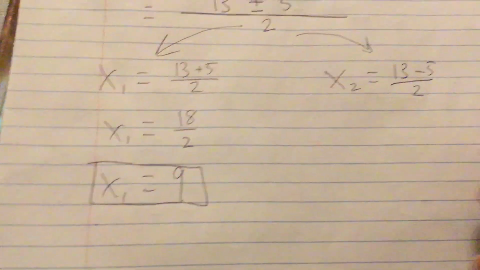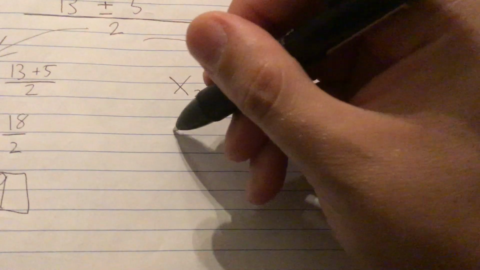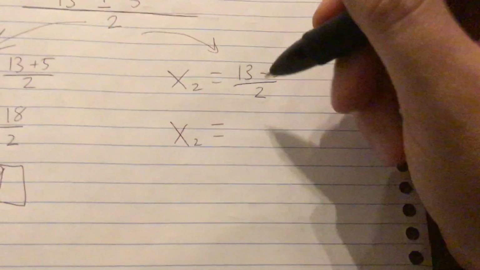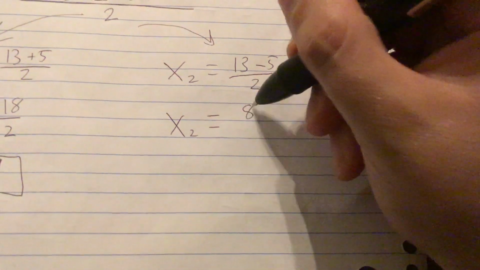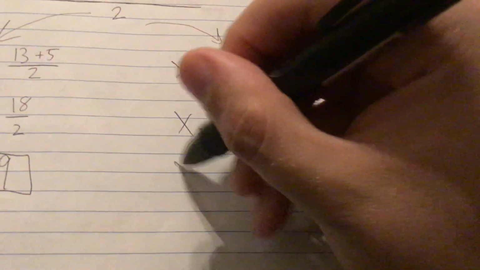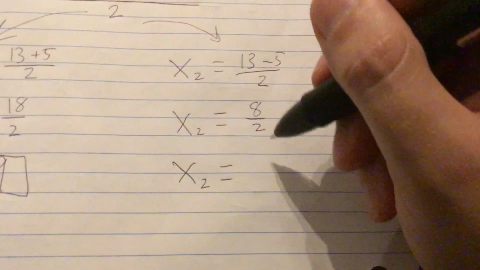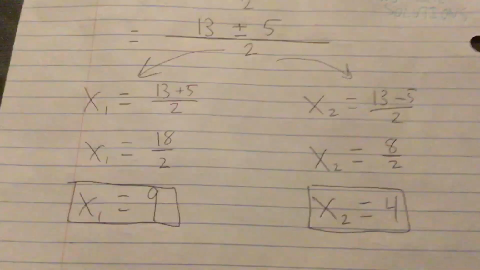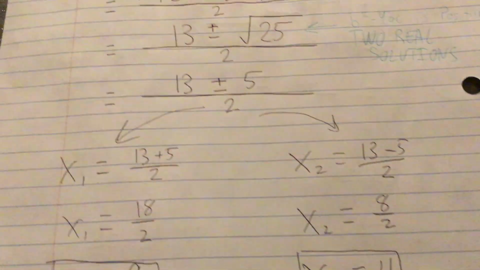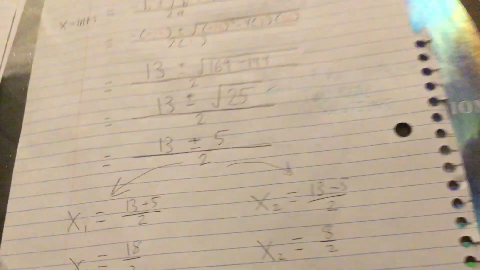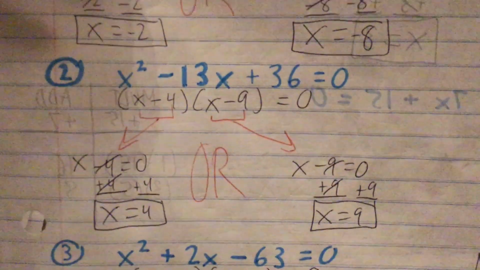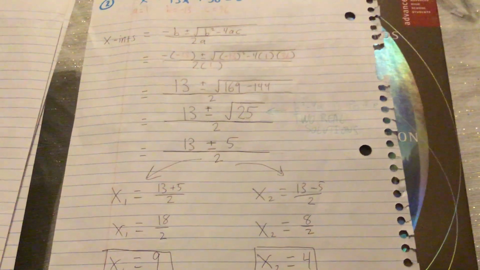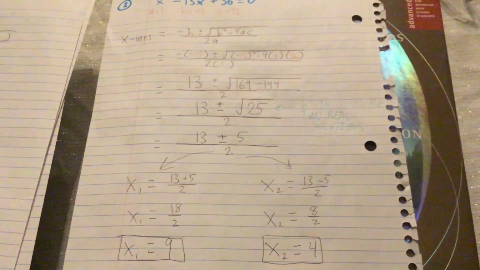Hey, didn't we know that already? One of the solutions is x equals 9. Let's figure out the other one. x2 is equal to 13 minus 5, which is 8 over 2. So x2 is 8 divided by 2, which is 4. Compare that with the work that we did when we did just factoring. Okay, problem number 2. X equals 4 or x equals 9. We did that by factoring, but by quadratic formula, we also got x equals 9 or x equals 4. Same thing, just with the quadratic formula.